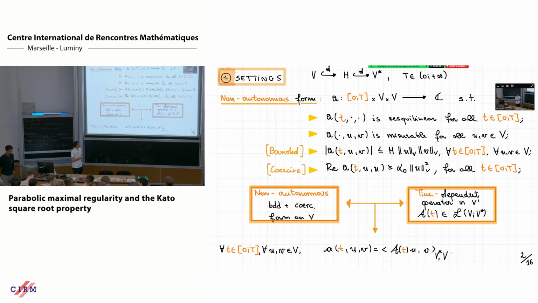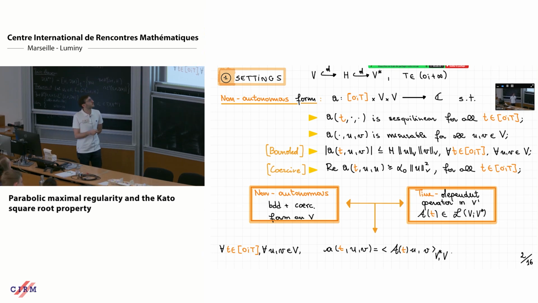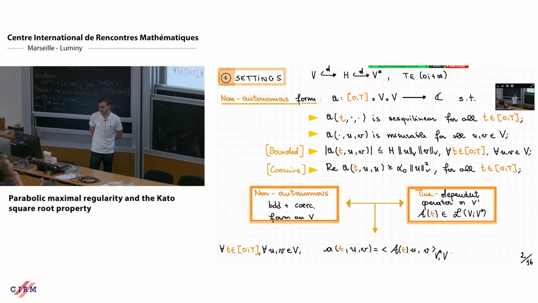In particular, we will deal with the non-autonomous form. So this is a map as before, but we have to add a time dependence between 0 and capital T, which is a fixed real positive number, which we require to be sesquilinear in every time, measurable, bounded, in particular V bounded, and coercive.